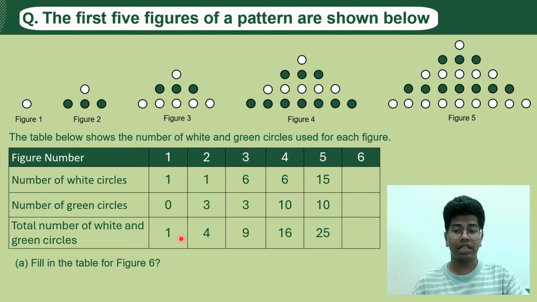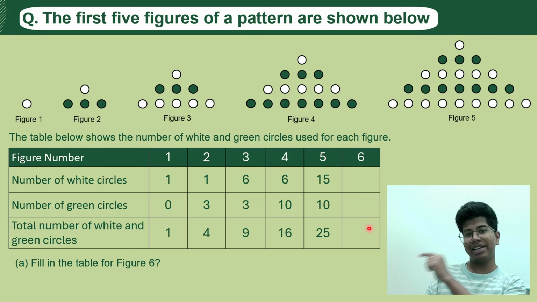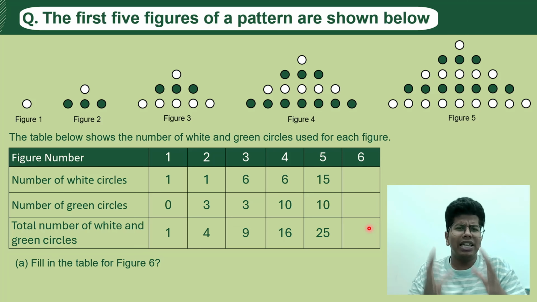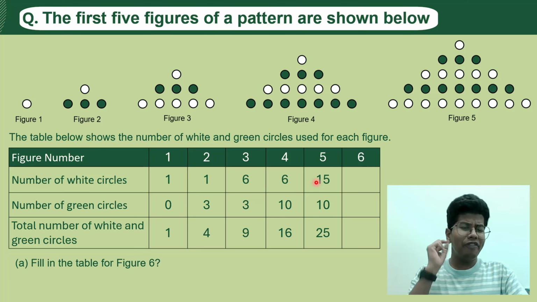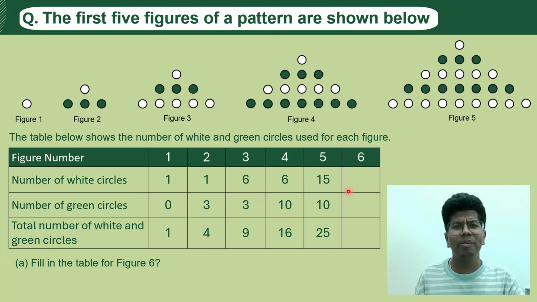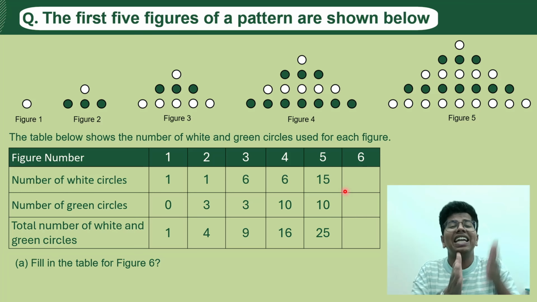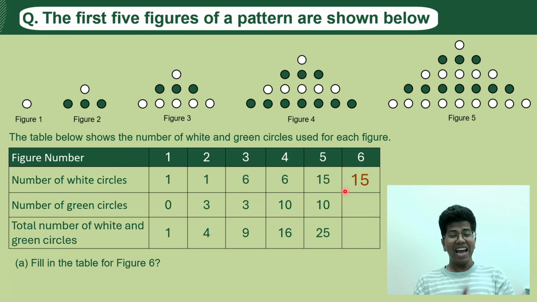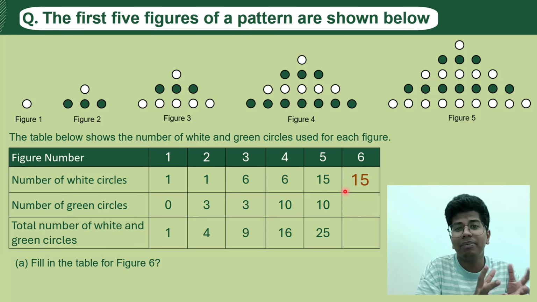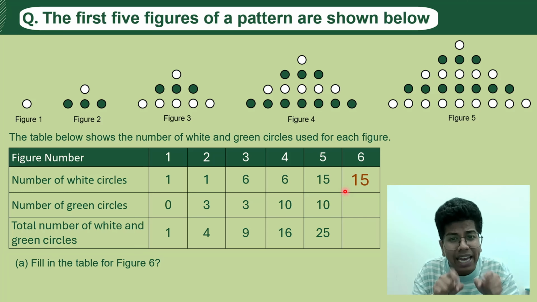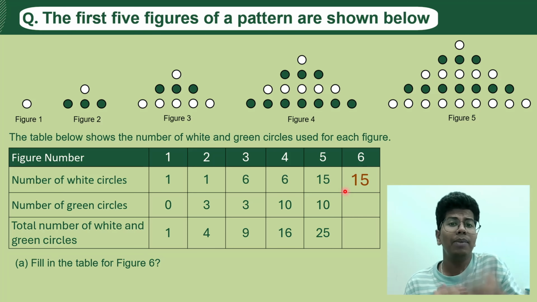Now the question is asking me to fill in the data for figure 6. So let's try to understand it. For the number of white circles, if I want to fill this block, the numbers are 1, 1, 6, 6. So if figure 5 is 15, figure 6 will be, yes, it is correct, 15 again. Now what we did is we just observed the numbers and thought it's 15. But we can also check from the figure to understand more.